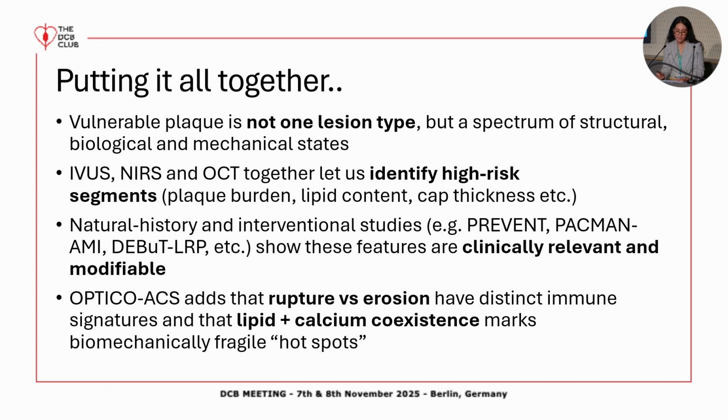Third, we're not limited to just detecting vulnerability. We can also try to stabilize it with intensive lipid lowering on the systemic side and with targeted local treatment on the interventional side. Fourth, from our OPTICO-ACS work, we learned that ACS is not one disease. Rupture and erosion have different OCT patterns and different local immune signatures. And rupture often happens in specific hotspots where lipid and calcium coexist. And finally, looking ahead, I think the real opportunity is to use all this information together, morphology, biology, and mechanics, to carefully select which patients and which lesions really benefit from a local therapy like a DCB.